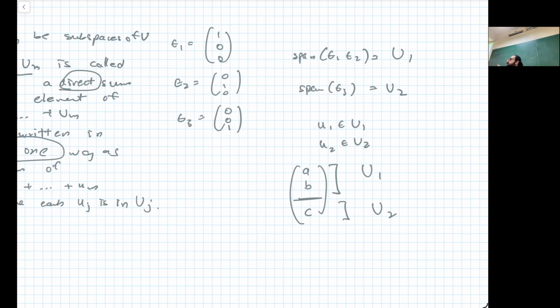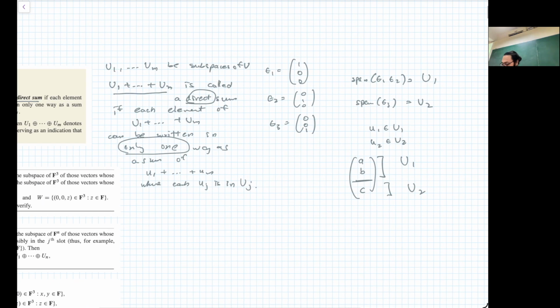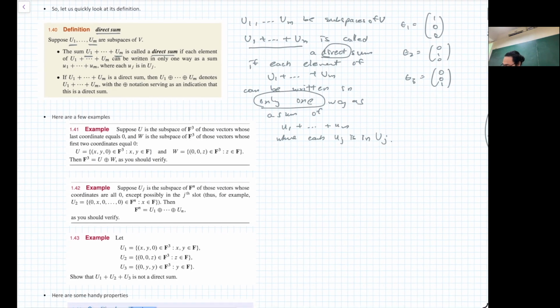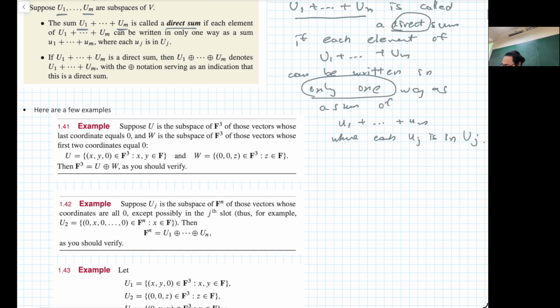Is it clear to everyone? Yeah, at the back, is it making sense? All right. So okay, this is exactly the example. So here (x, y, 0) in F3, this is what they're calling U. So W is (0, 0, z). This is exactly the example that I just listed.